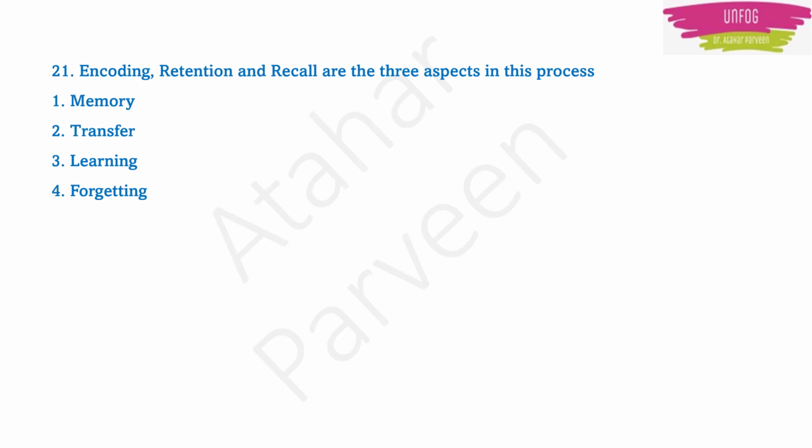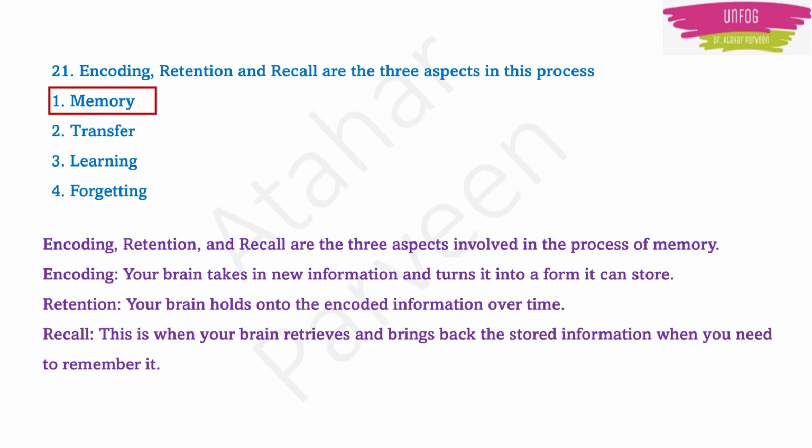Question number 21. Encoding, retention and recall are the three aspects in this process. The options given are memory, transfer, learning, forgetting. They have given three terms, which are encoding, retention and recall, and they are asking which among the four options has all these three aspects. The correct answer will be memory, because memory is the process wherein encoding, retention and recall, all three aspects are there.